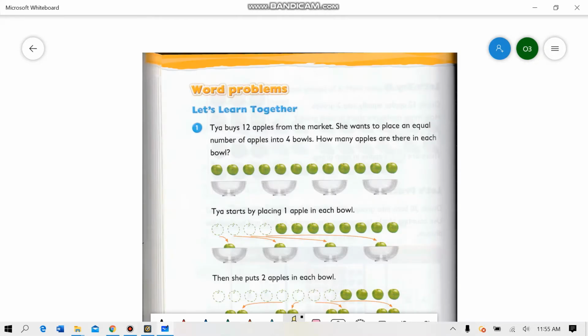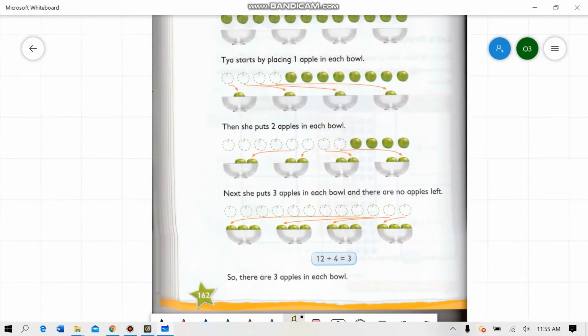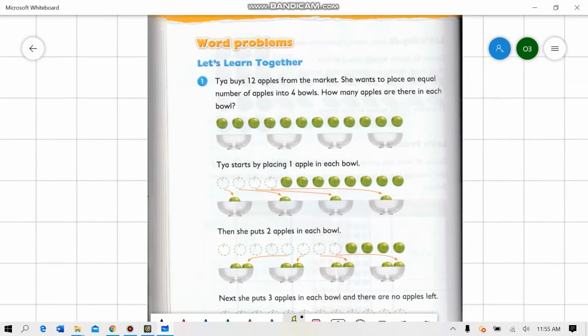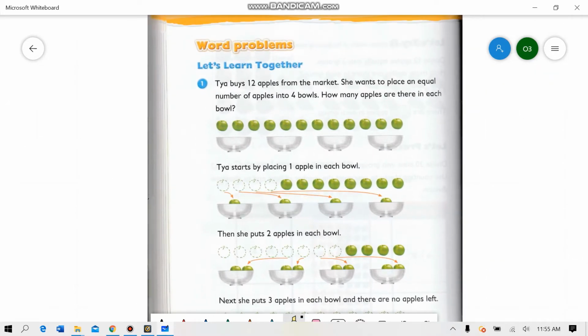So let's go through first the examples in the student book. It's page 162, so I hope you're following me. Let's learn together. Let's start with example number 1. Let's read the word problem. Taya buys 12 apples from the market. She wants to place an equal number of apples into 4 bowls. How many apples are there in each bowl?